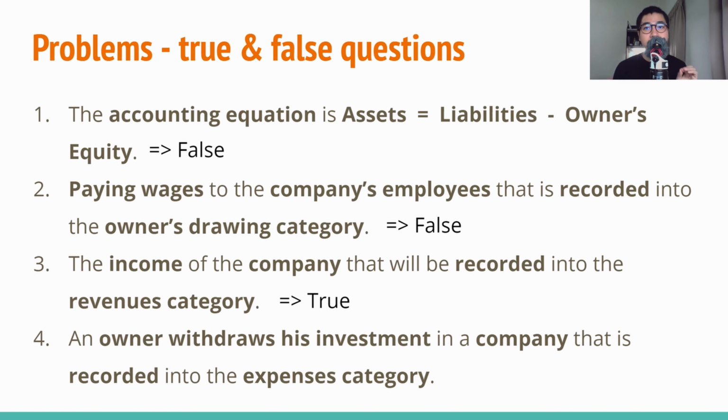The final is an owner withdraws his investment in a company, and that is recorded into the expense category, true or false? Let's see the answer. The answer is false, right? Because when the owner withdraws his investment, that has to be recorded into the owner's drawings category.